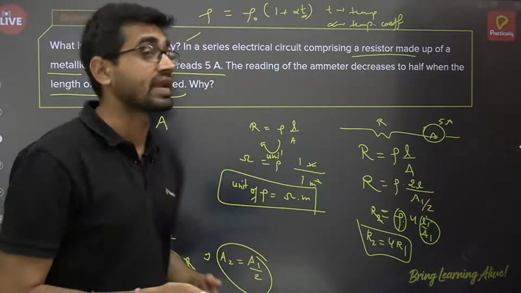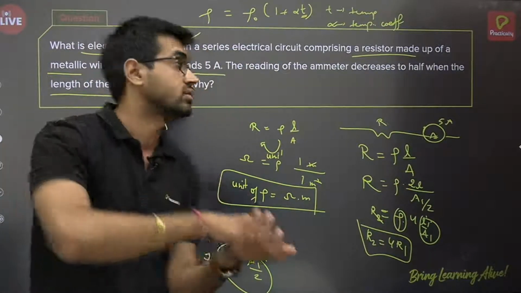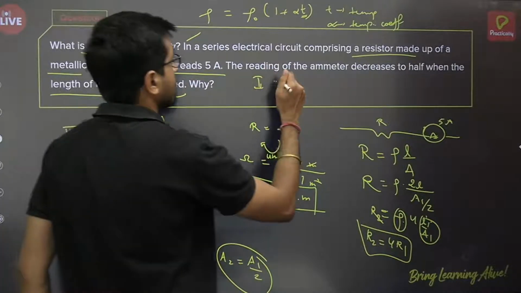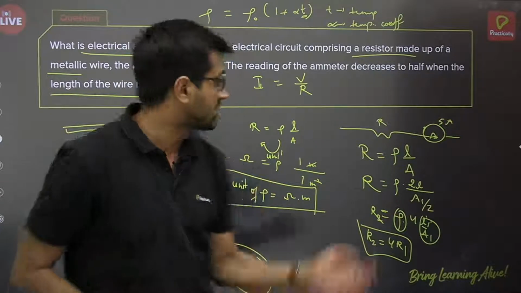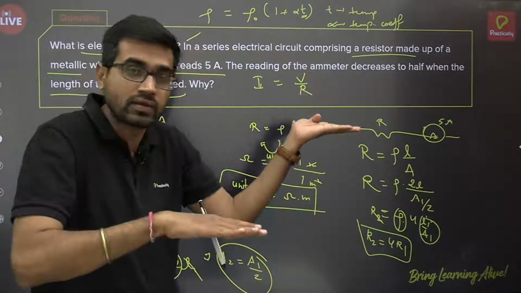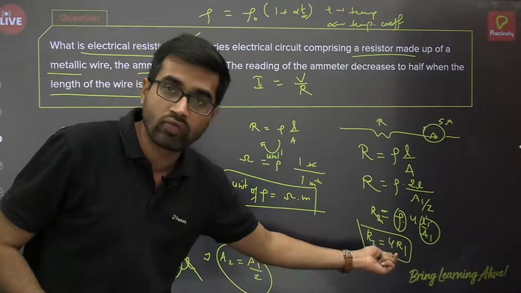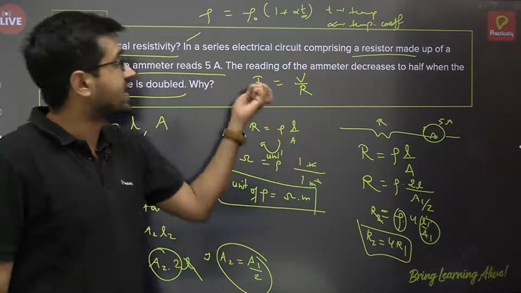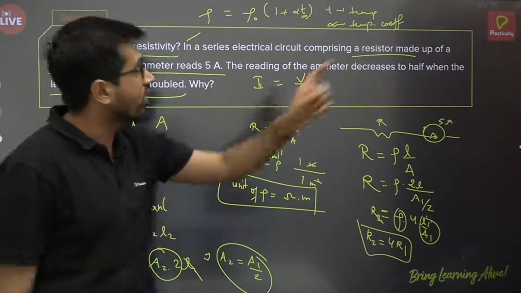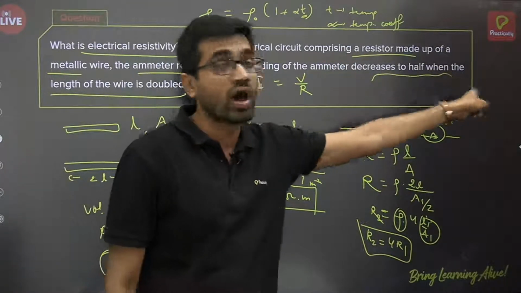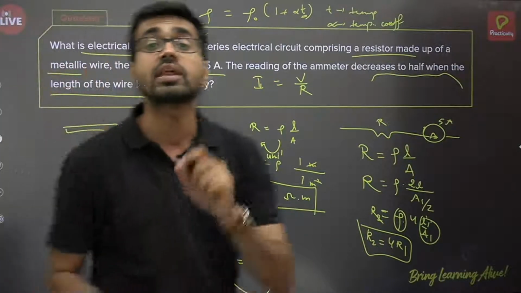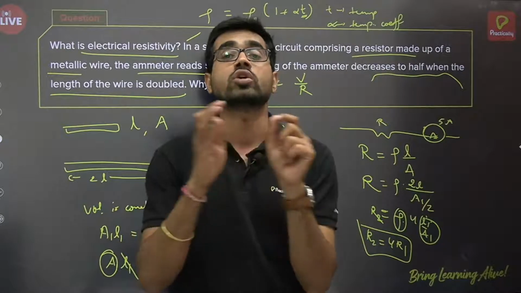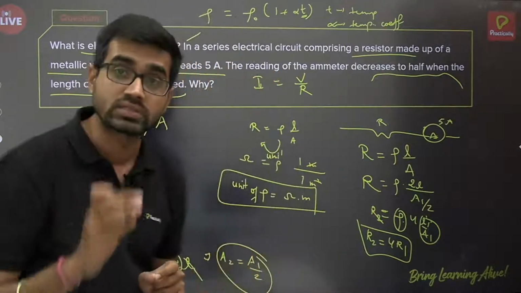This means the current should be reduced 4 times, because current for the same potential is inversely proportional to the resistance. The higher the resistance, the lower the current. Since the resistance has become 4 times, the current should decrease 4 times. But what has happened is the ammeter has decreased to half. This means that in this question, listen carefully, they have taken a new wire with the same cross-sectional area. This you have to understand.